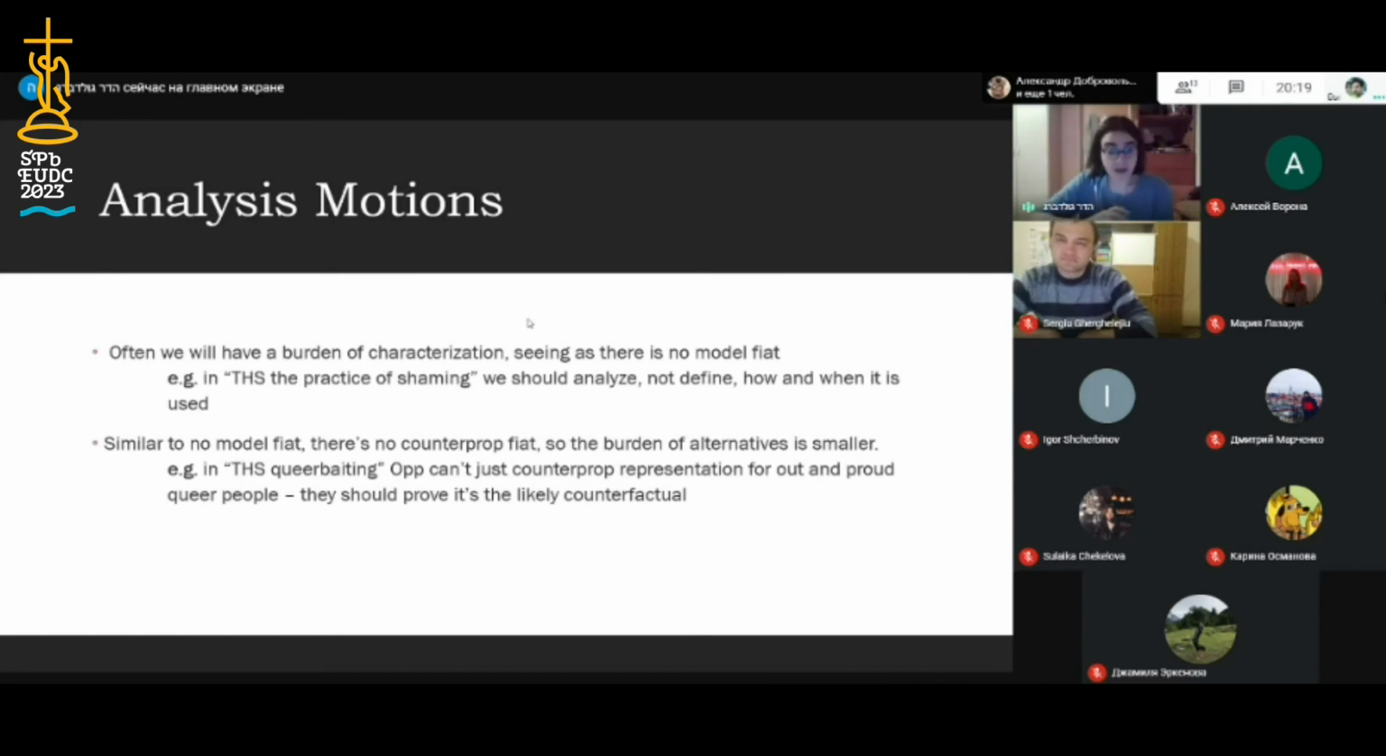Opposition can, however, prove that it is likely to be the counterfactual, that without queerbaiting, TV shows would try to cater to queer audiences by actually putting out and proud queer people in their shows. So alternatives do exist. They can be proven, but they can't be counterpropped by fiat, so they are usually a smaller burden in analysis motions.